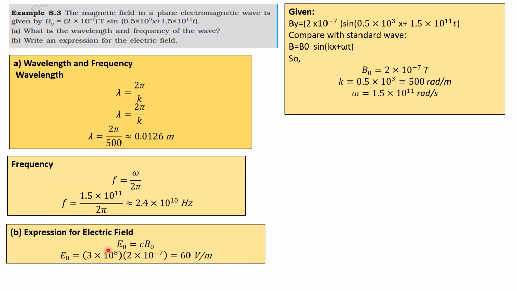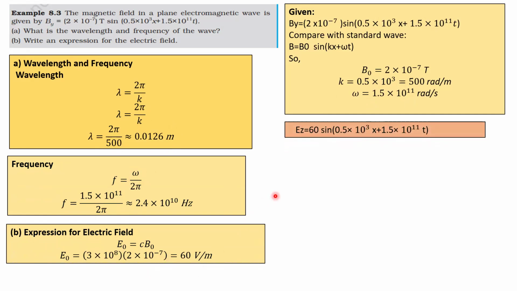Then E naught equal to B naught into C, right? Yes. Therefore, E naught equal to C, velocity of light, into B naught, 2 into 10 to the power minus 7, 60 volt per meter. Now, we have to write the equation for electric field. Magnetic field is along y-axis. Propagation is along x-axis. Now, we have to write the expression for electric field.